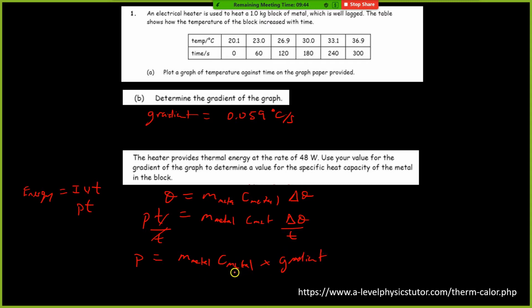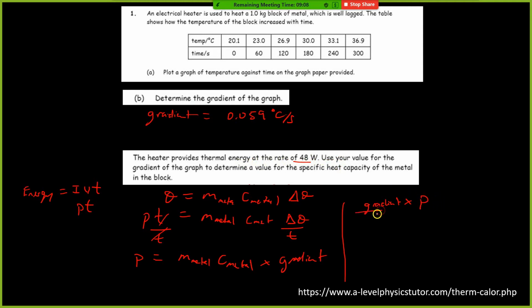With all of this, we can then go back and re-manipulate the equation to make C the subject. So what you would be doing is the gradient times T, which is the power. If you read the question, it says the heater provides thermal heat at a rate of 48 watts. That's the power. Once you see watts, it's talking about power.